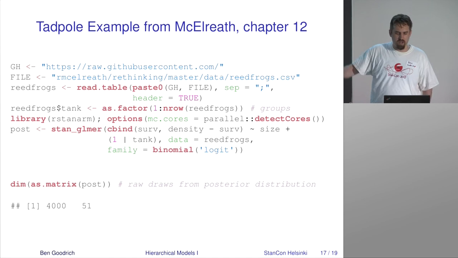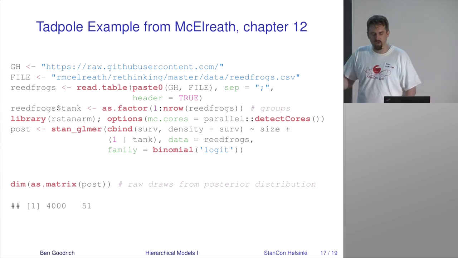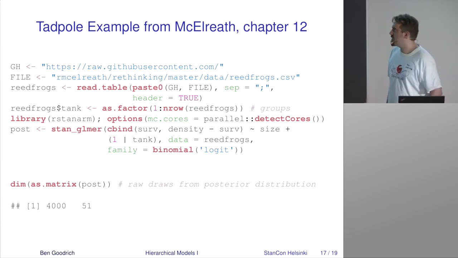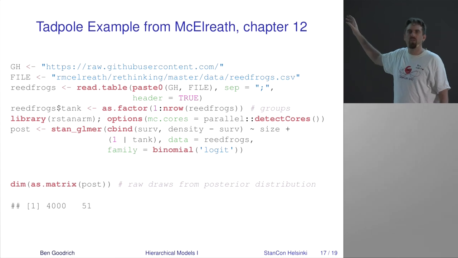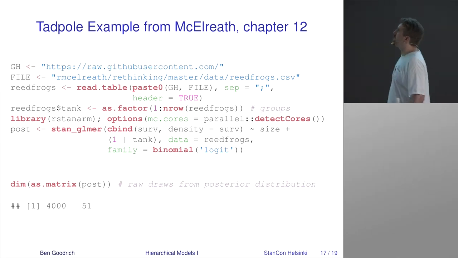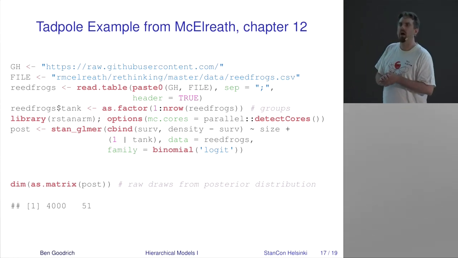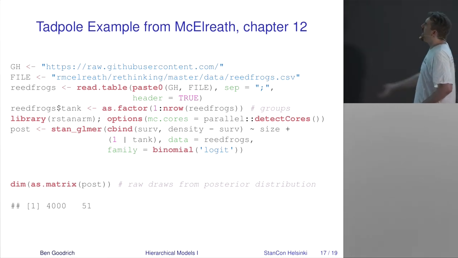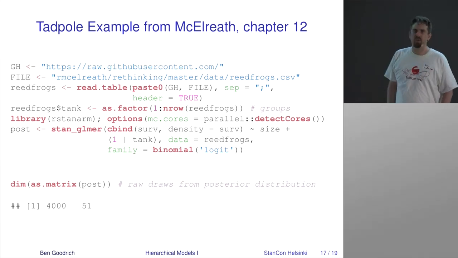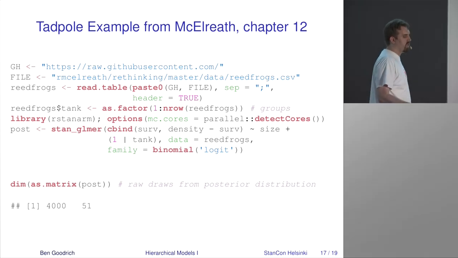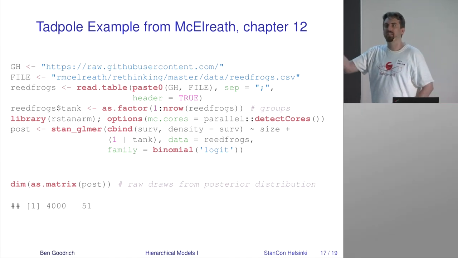It already comes compiled from CRAN when you install the rstanarm package, so you don't have to recompile this model, and it pretty quickly estimates a posterior distribution that has 51 dimensions. Where did all these dimensions come from? Well, 48 of them are the tank-specific intercepts, since there are 48 fish tanks in the data set. Then there are three additional parameters: an overall intercept, a coefficient on the size variable, and tau, the standard deviation of the intercepts from one tank to the next.